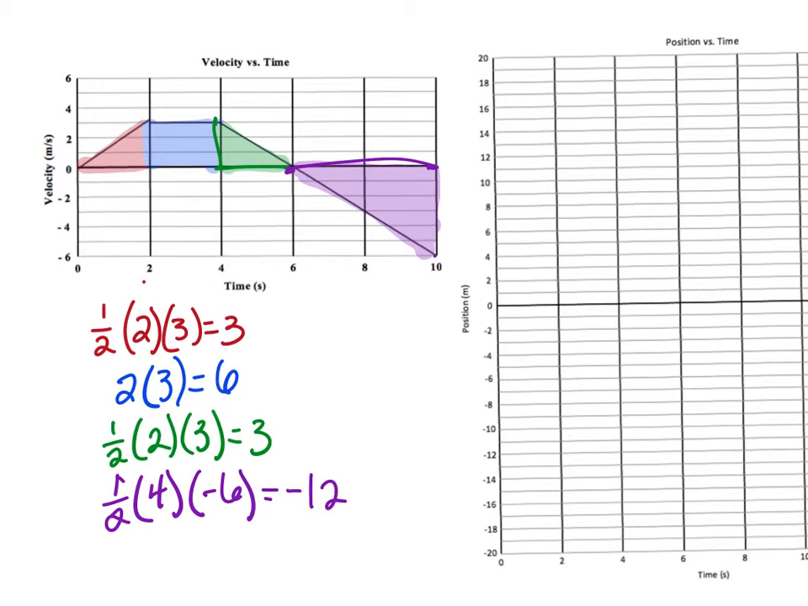So if you have a positive area, you're going to go up by that much. If it's negative, you're going to go down by that much. And you're going to start off from 0 and then add or subtract from there. All right. So for the first 2 seconds, we've gone up 3. So we're going to start from 0 and go up 3 at the 2-second mark.